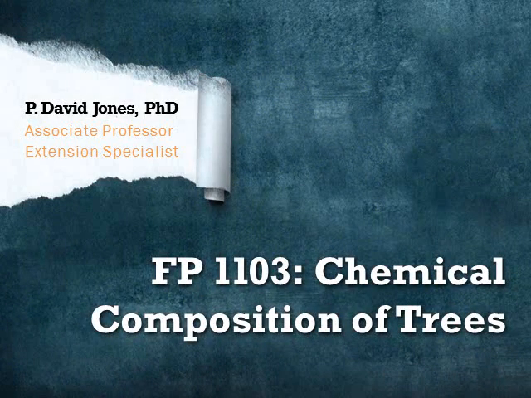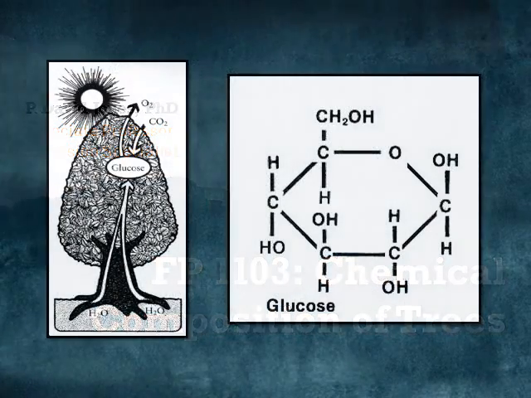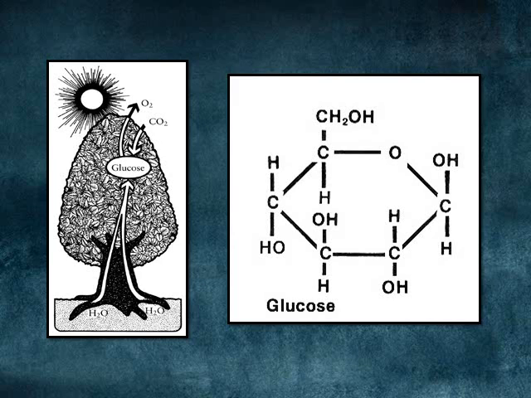Lecture 3, FP1103, Chemical Composition of Trees. It's very important to note that wood cells are made of chemicals. Most of you already knew that, but they're made of very specific chemicals. And most of these chemicals come from the photosynthesis that occurs within the leaves.